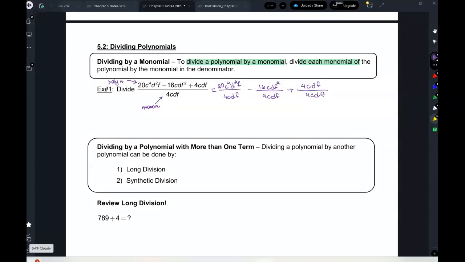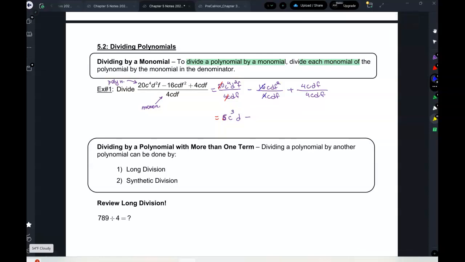All right, so for the first one, the 20 and the 4 gives me a 5, right? I have C to the 3, D to the 1, and the F's go away. Yes? Okay, because 2 minus 1. Now, actually you don't write the 1. I'm just writing it so you guys can see. But we just write it like that.